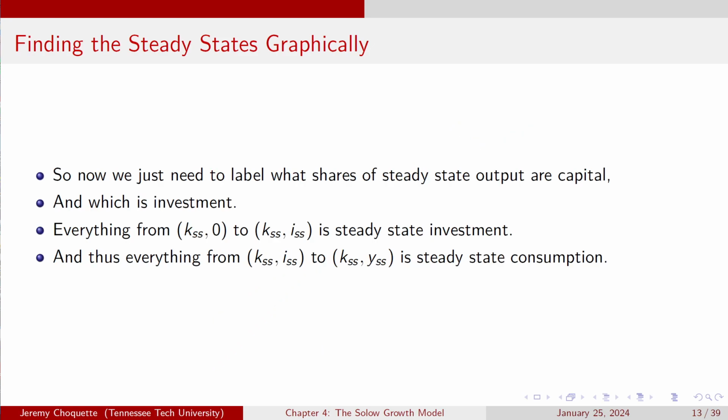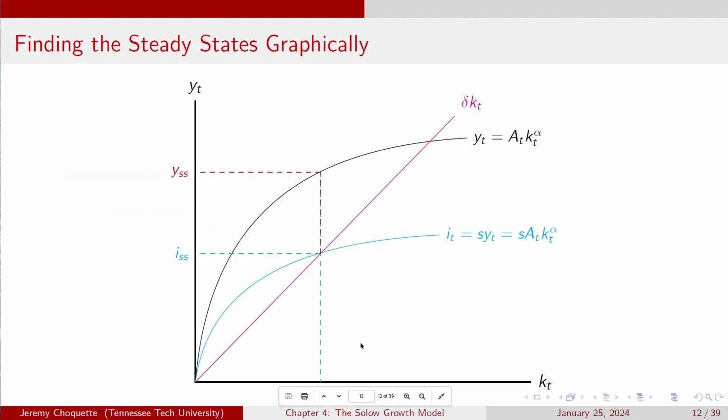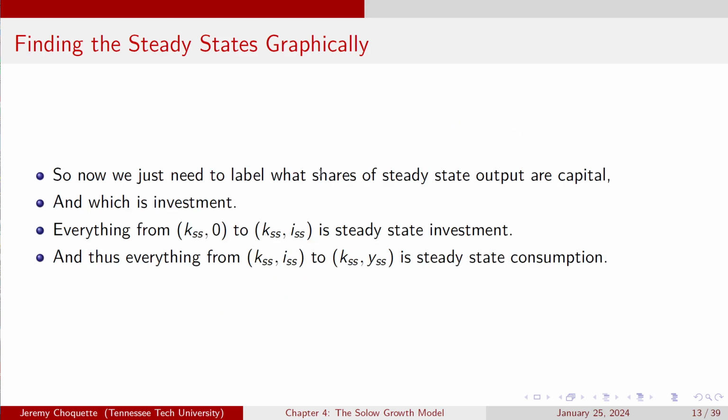That's pretty cool. So now we just need to label what the shares of steady state output are. Which one is consumption? Which one's investment? So everything from KSS 0 to KSS ISS is steady state investment. So if we start here, KSS, work our way up to the KSS ISS point, okay, well, that's steady state investment. Everything from here to here is steady state consumption.